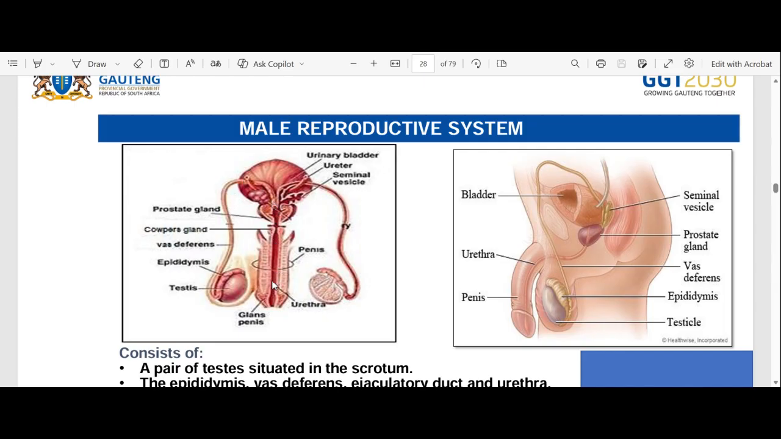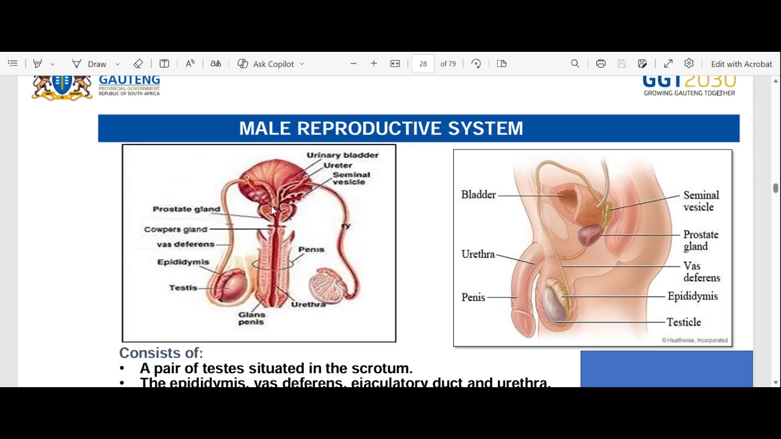To the urethra. Okay, we'll get to the urethra and its function. Then after our vas deferens, we have our accessory glands here. We have three accessory glands.